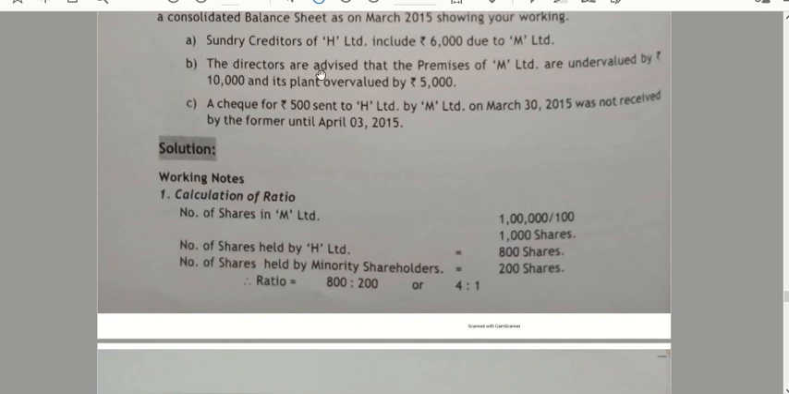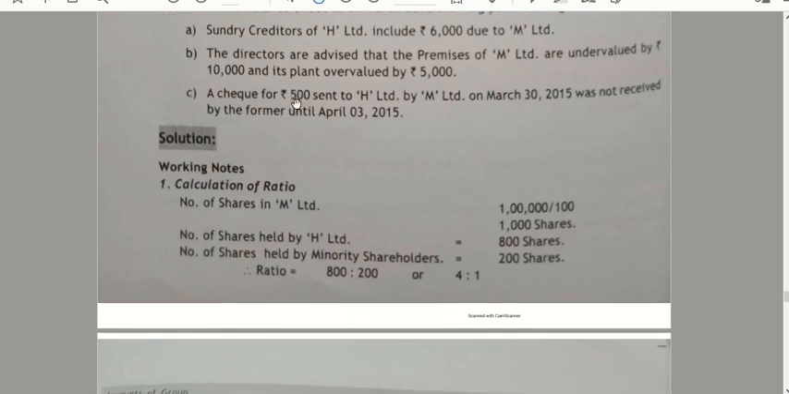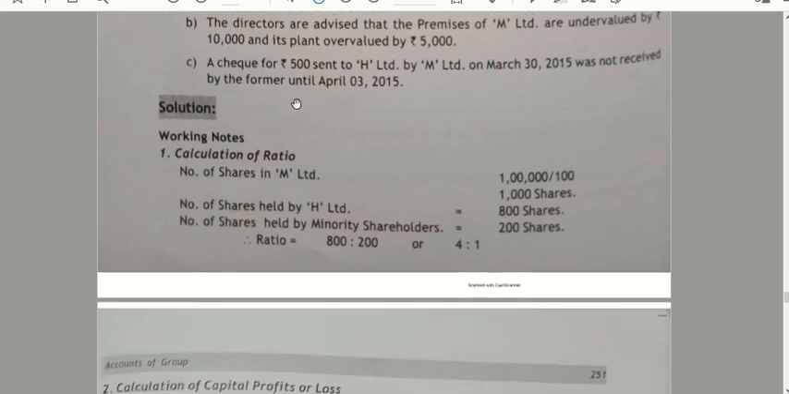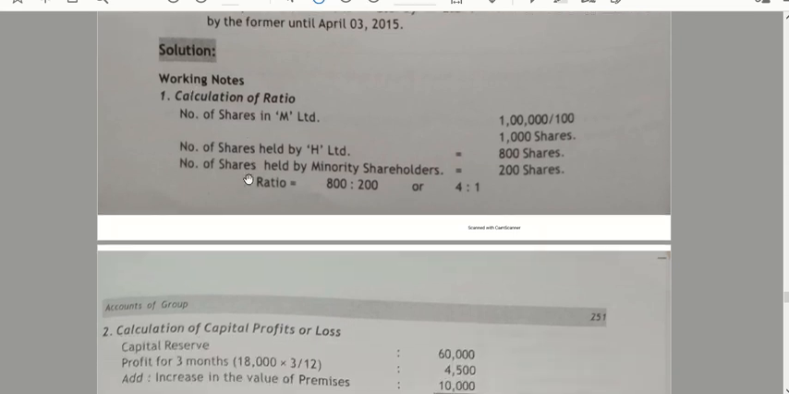The directors are advised that the premises of M Limited are undervalued by 10,000 and its plant overvalued by 5,000. So this is a sum based on your revaluation of assets. A check for rupees 500 sent to H Limited by M Limited on March 30th, 2015 was not received by the former until April 3, 2015. So we'll start out with the problem.